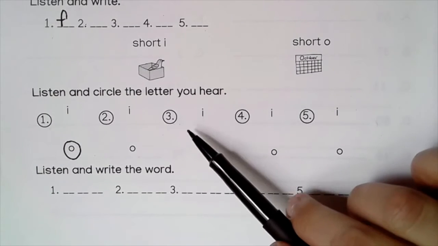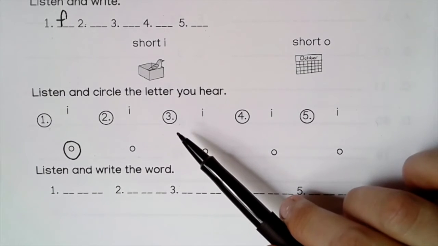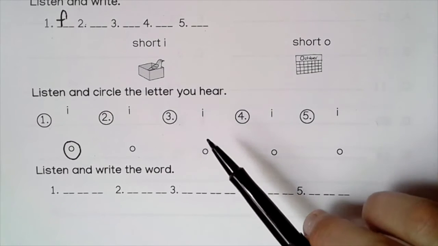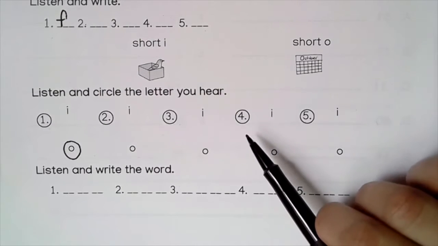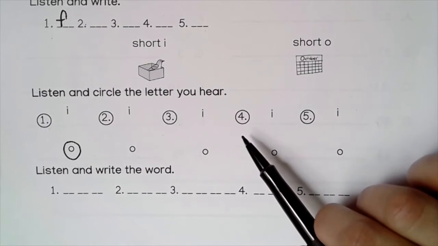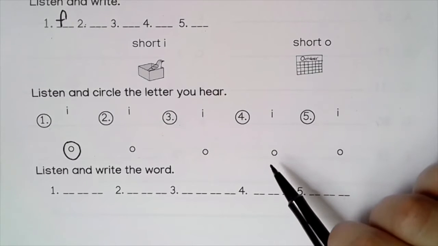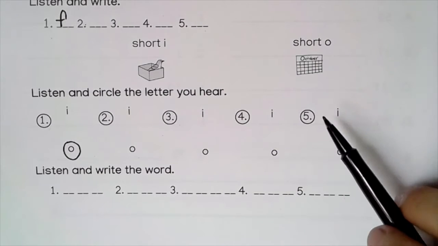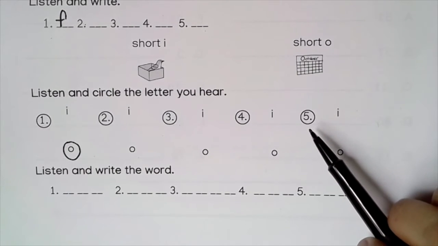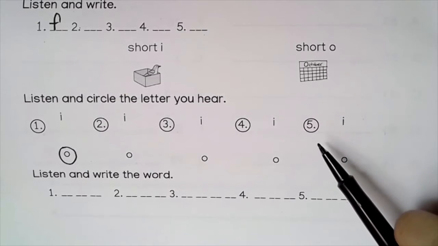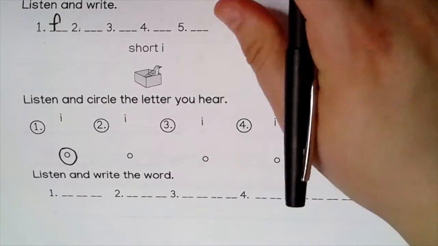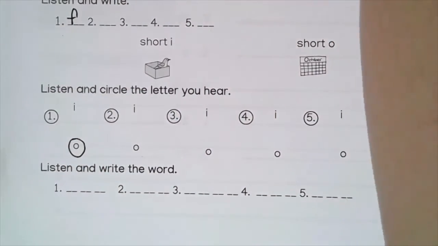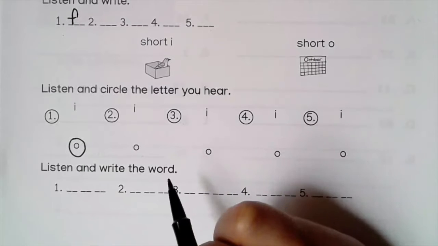Number three. I. Is it I or O? I. Number four, ah. Is it I or O? And number five, ah. I or O?